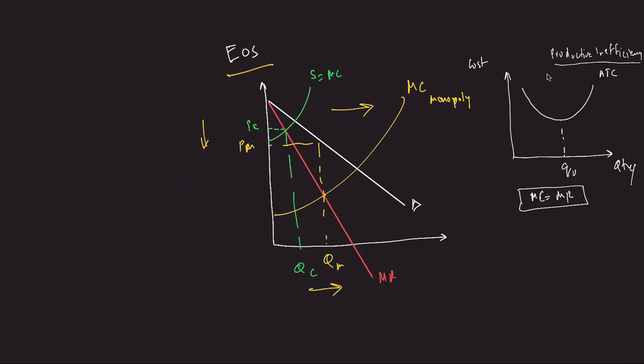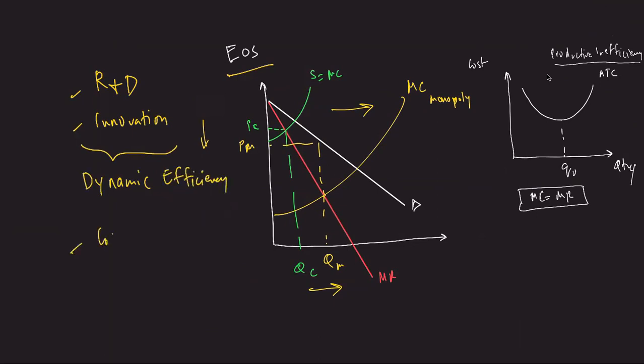Then they have funds available for research and development. They have reasons to innovate, to stay a market leader. And we talk about that as dynamic efficiency. They also want to keep the cost low in order to maximize profits.